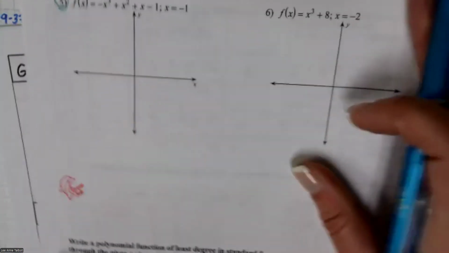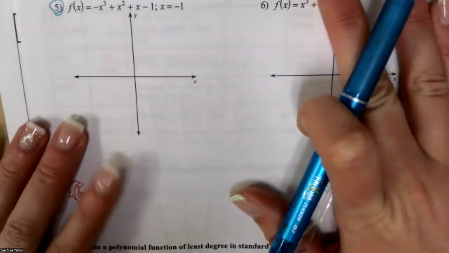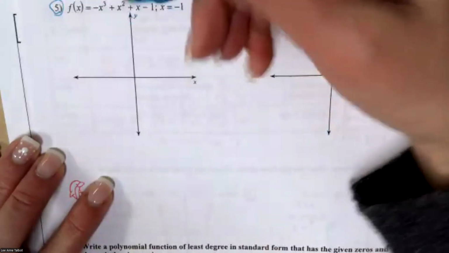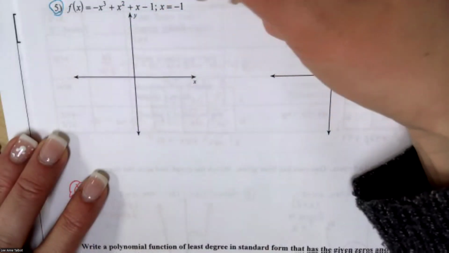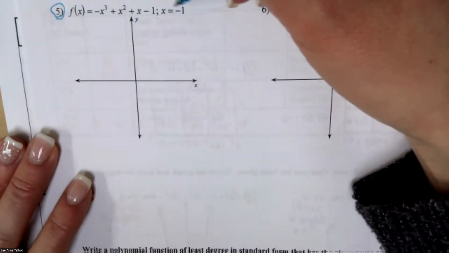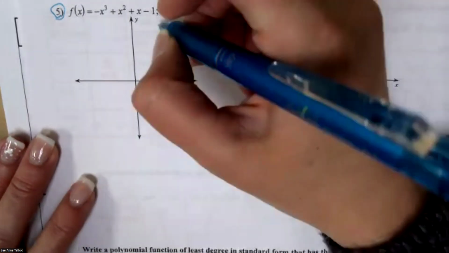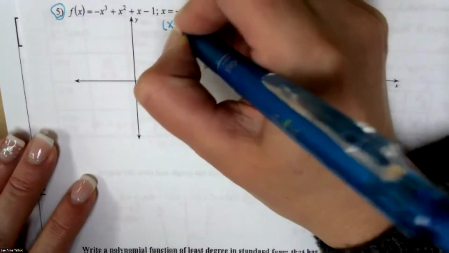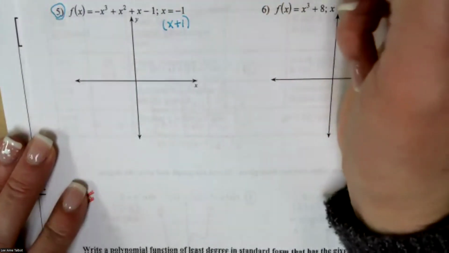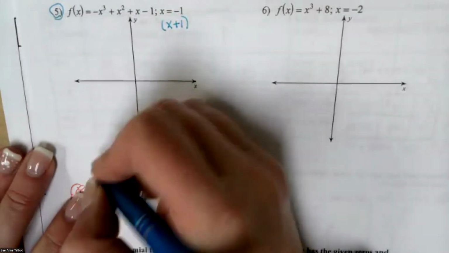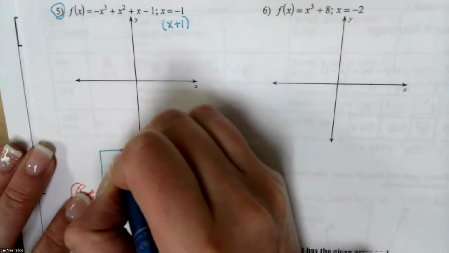All right, so let's see. You might have forgotten this too. So I have a negative cubic and it gave me a root. So I'm going to take this and change it to x plus 1. And then I'm going to divide 3 by 2 box.